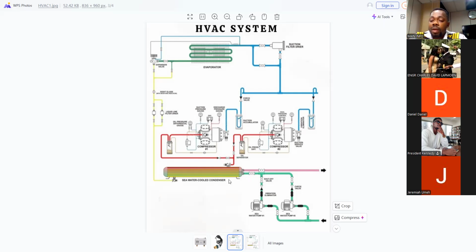Because the inlet one is cool. So the one going outside should be warm, meaning it has helped to extract the heat from the refrigerant, then send the heat outside. But if the pipe temperatures equalize, let's say the one that is coming in is cool and the one that is going out is cool, that simply means that your condenser is restricted and it needs to be cleaned.